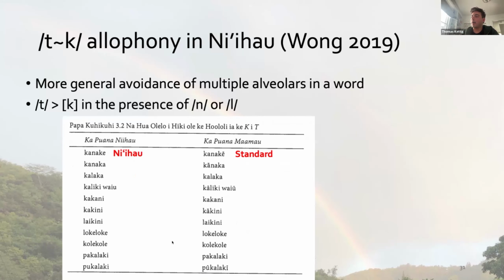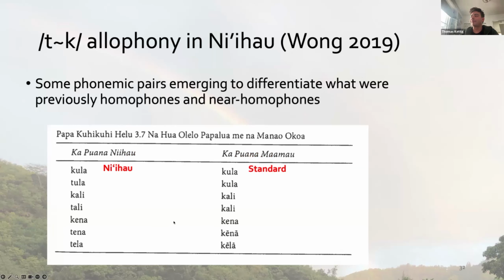Here's some more examples of longer words, like three or more syllables, where L's and N's cause the T to become K also. One thing really fascinating here that I would love to do more research on in the future is that there seems to be an emergence of minimal pairs where T and K are actually becoming separate phonemes in this dialect.